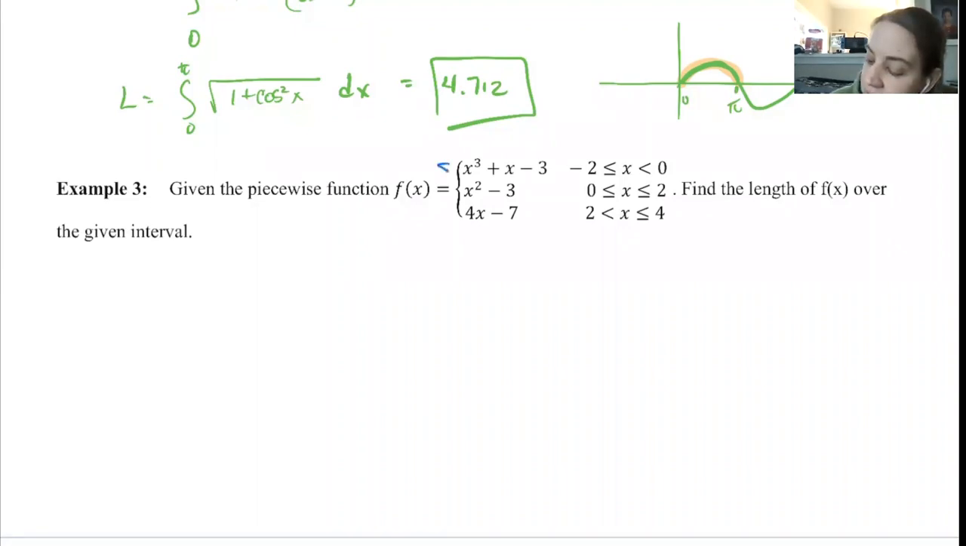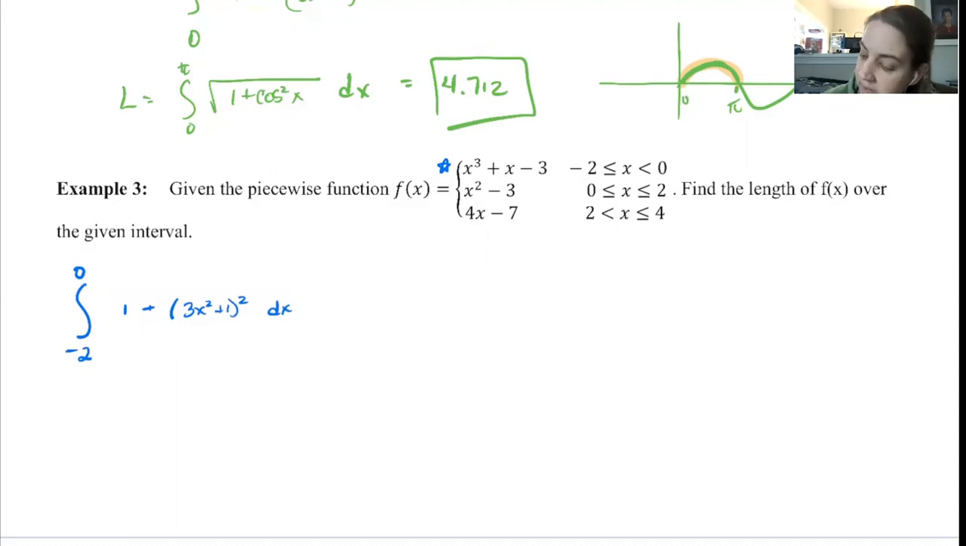So the first piece, I'm going to color code this. We are going to integrate between -2 and 0. And it's the square root of 1 plus, now we want the derivative of that, so it's 3x squared plus 1 quantity squared dx.